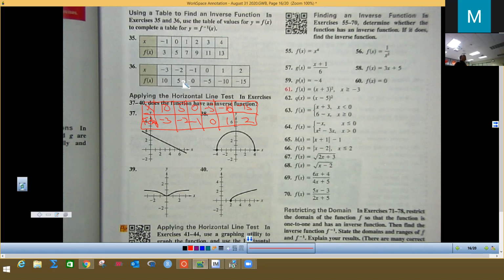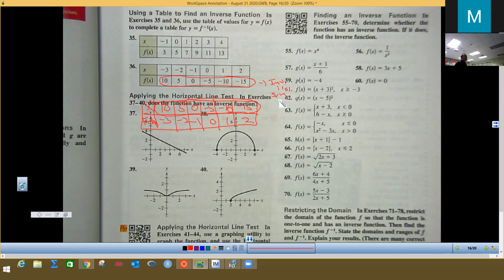Now, if you wanted to check this before you even did this, if you want to know if the inverse is a function, all you do is look and see if any of these repeat. Since none of these y values repeat, which if you write it as an inverse become the x values, this tells you the inverse is a function.